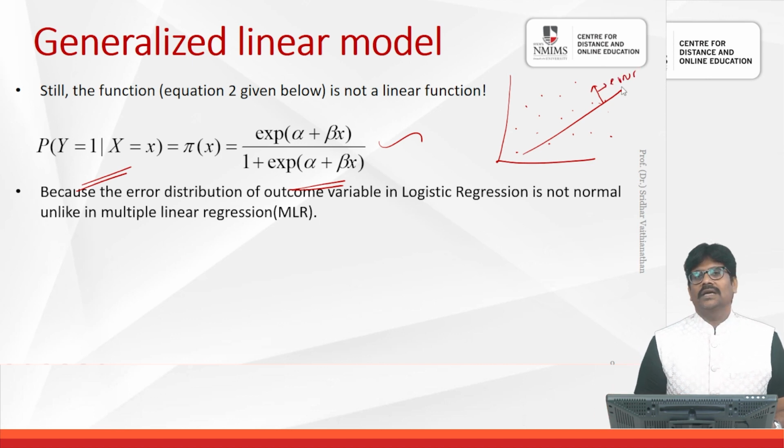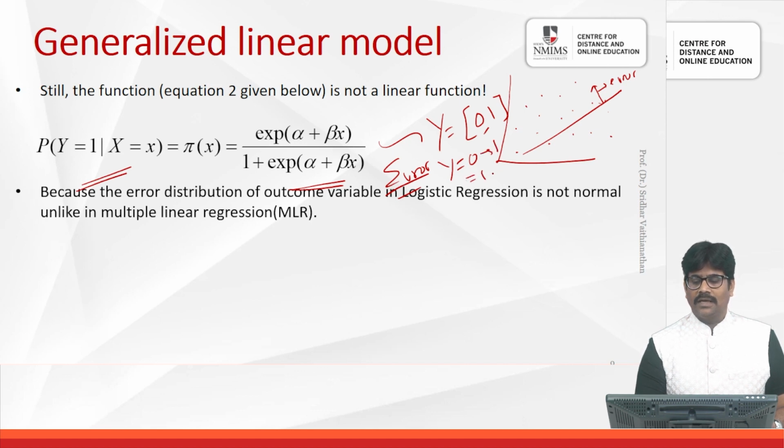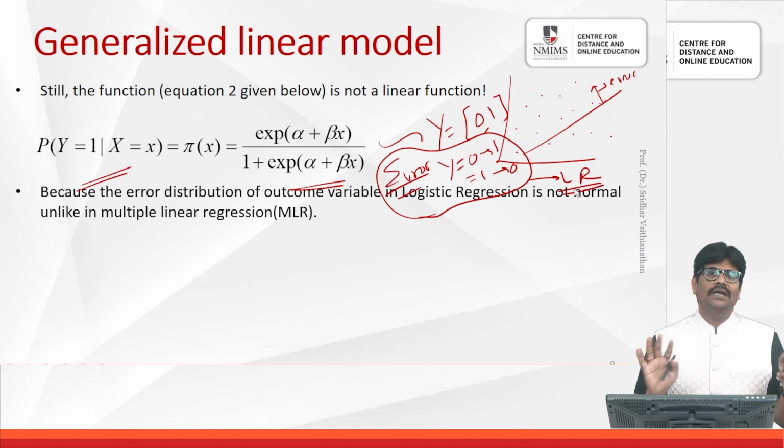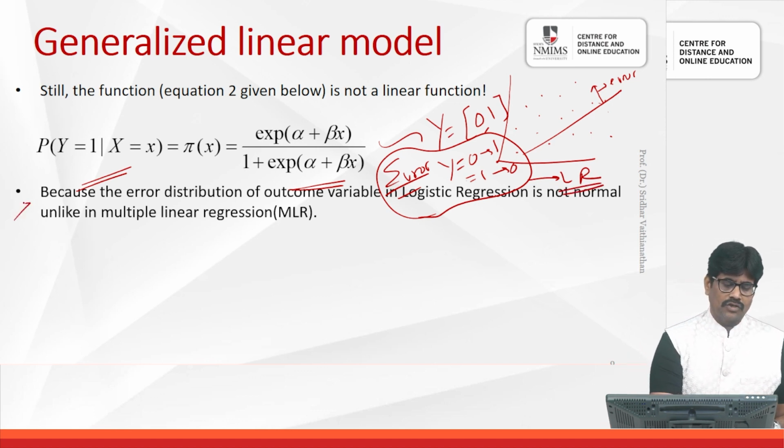Right. So in terms of logistic regression, y has only two values, either 0 or 1. What is the error in y here? If the actual class is 0, it can be classified as 1. If the actual class is 1, it can be classified as 0. So this is the error term in logistic regression, which is very, very limited. So there is no error distribution.